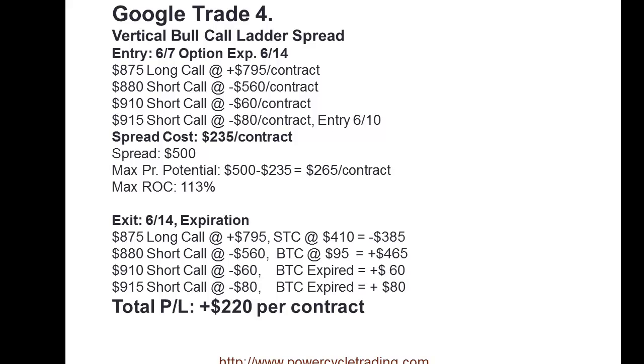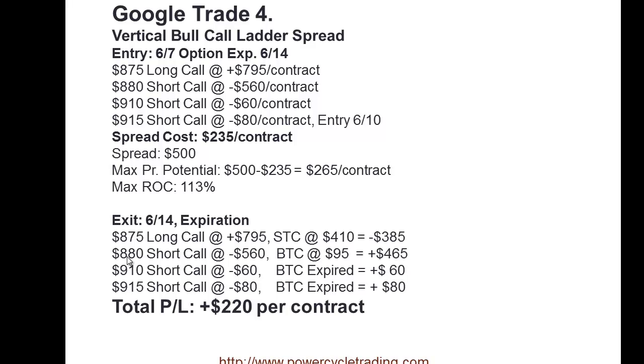So that's one of the beauties of options. You can have the option to leg out. So I legged out, so I sold, I was long the 875 calls, I sold those. I bought it at 795. I was able to get out at 410, so I lost $385 per contract.